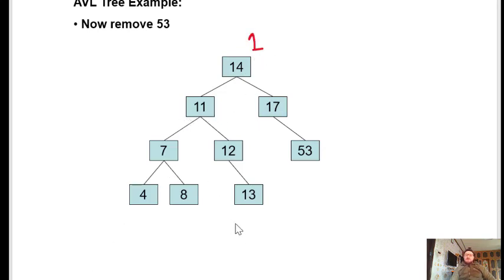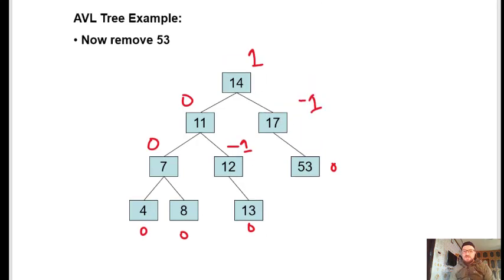For 11, 2 on this side, 2 on this side, so it is 0. 7 is 0. For 12, 0 -1. And this one is 0, this one has 0, this one has 0, this one has 0. For 17 it has got -1. So it seems to be pretty balanced.